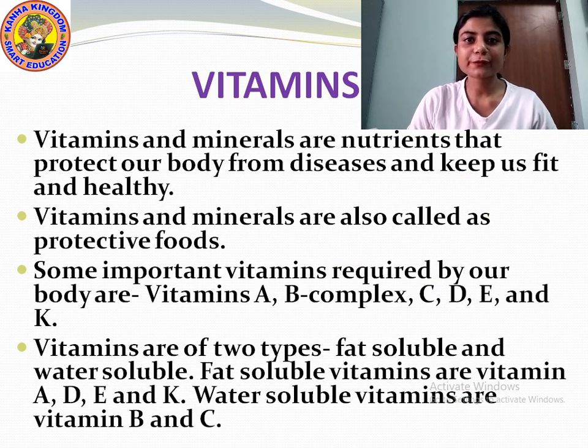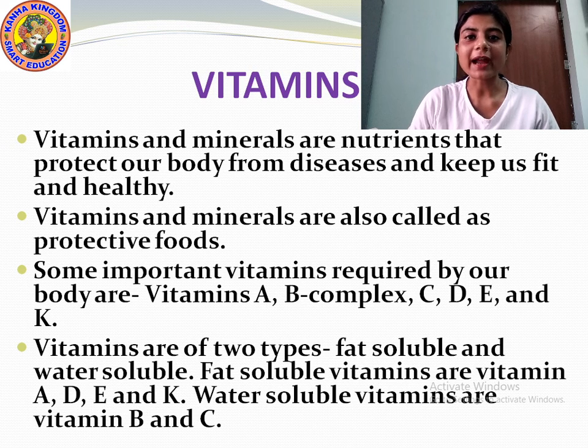So students, our next food group is vitamins and minerals. These vitamins and minerals are the nutrients of the food that protect our body from different kinds of diseases and keep our body fit and healthy. We need to eat food that is rich in vitamins and minerals so that our body remains fit and strong. And these vitamins and minerals act as protective food. They are called protective food because these nutrients protect our body from getting ill and from different types of diseases.